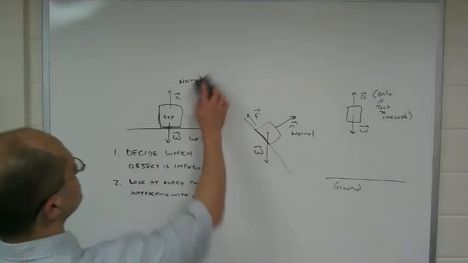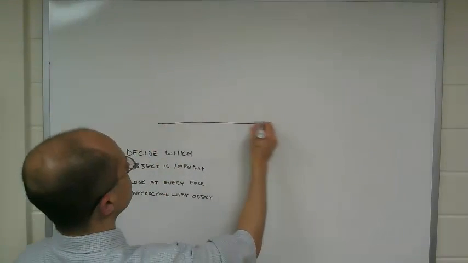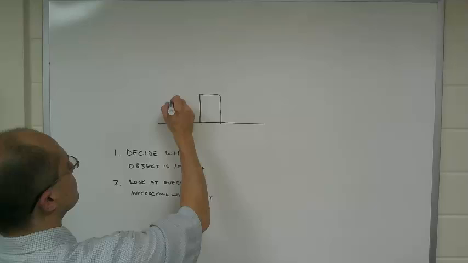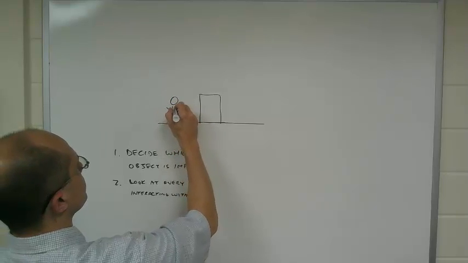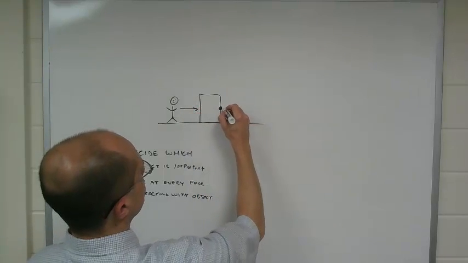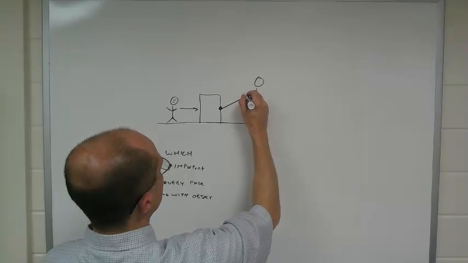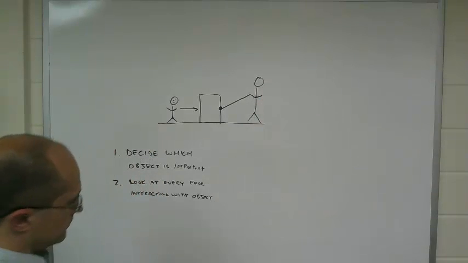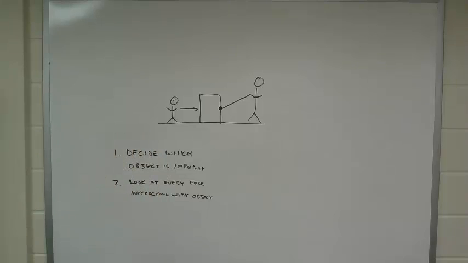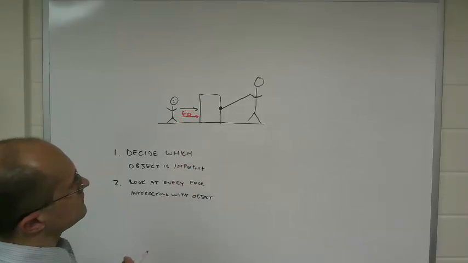So let's do one more example that looks a little bit different. So now we'll take a box, and we'll put somebody over here, and this person is pushing on the box, and then we have a rope, and this person is pulling on the box. So now we want to identify the different forces on the box. We have a force of a push acting here.